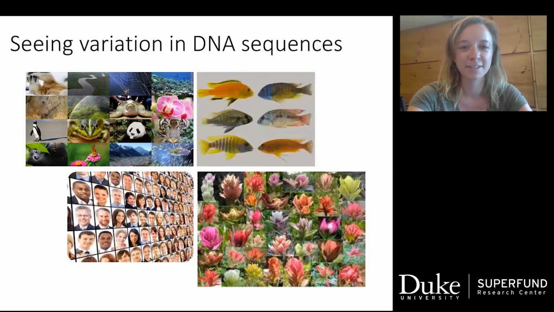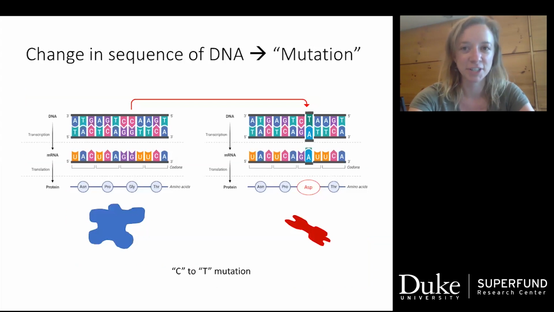Even within a species, such as this alpine wildflower, and even humans, changes in the sequence of DNA result in a lot of the variation that we can see between individuals. The source of this variation and diversity are called mutations, or changes in the sequence of DNA. For example, if we start with this sequence on the left, but in the next generation we see a T where the letter C had been, this is a C to T mutation. Not all the time, but sometimes this change in the sequence can change the protein or change what we see.